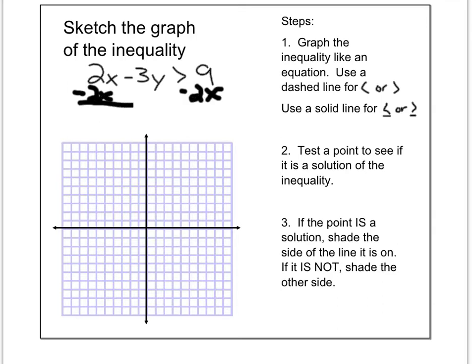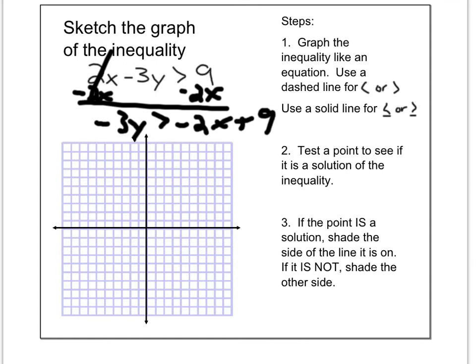Now you'll have to make sure you follow my work here because I'm going to have to do some erasing at some point to give myself room. So I've got negative 3y is greater than negative 2x plus 9, because we would get 9 minus 2x, and we know by now this is the same thing.